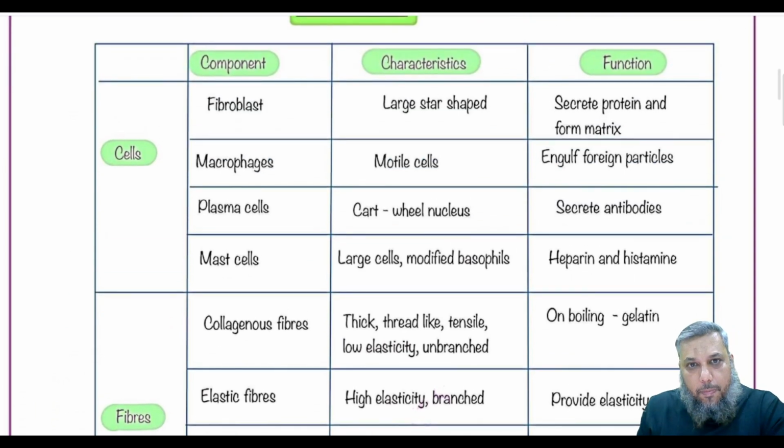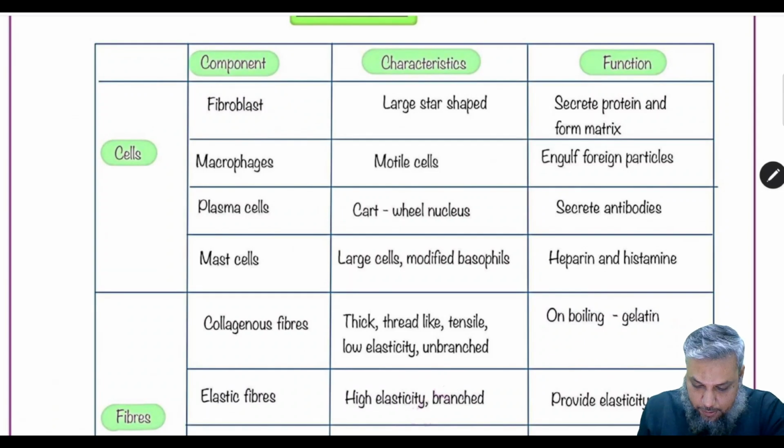These cells are of different types. The fibroblast, which secrete the fibers in the matrix, the macrophages, which perform phagocytosis, then the plasma cells, which produce antibodies, and the mast cells, which produce the chemicals like heparin and histamine, where heparin is an anticoagulant and histamine is a vasodilator. It causes inflammation.